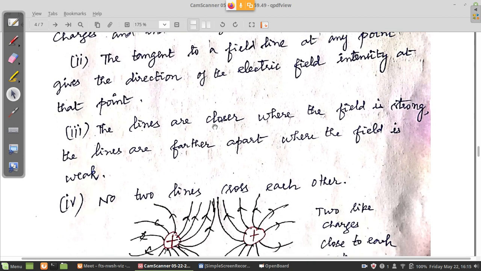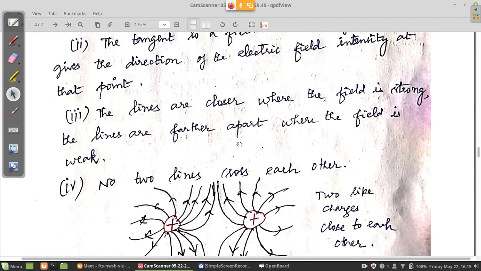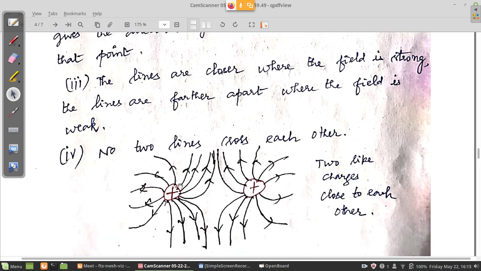Okay, so the lines of force are closer where the field is strong. Closer means what? Near the charge there are more lines. More lines per unit volume. That means density. So the lines of force are closer when the field is strong and the lines are farther apart when the field is weak. So near the charge there appear to be more lines, and as you go away the lines reduce. Why do they reduce? Because the field also reduces there, as the field goes as 1/r squared.